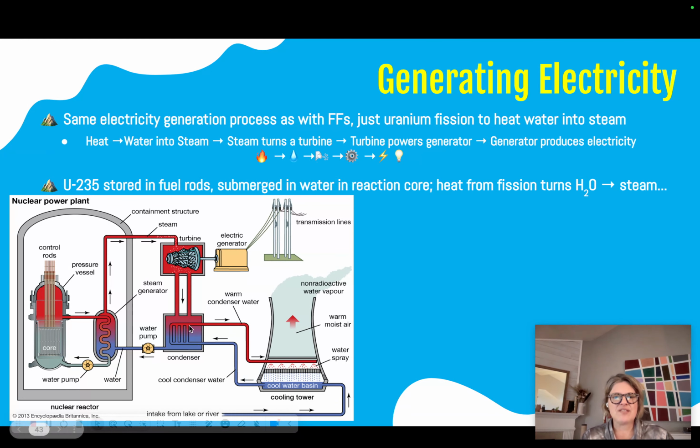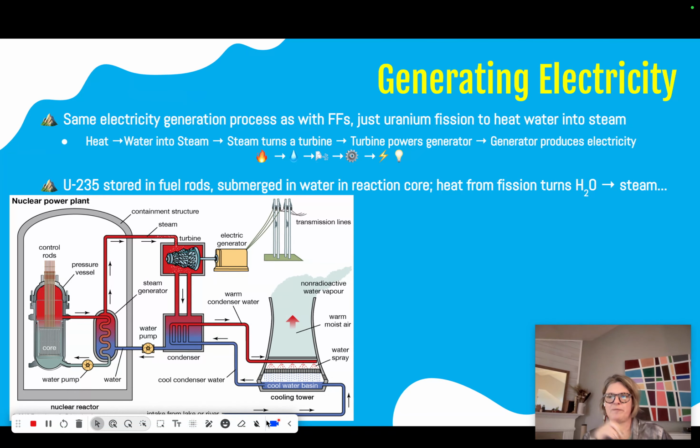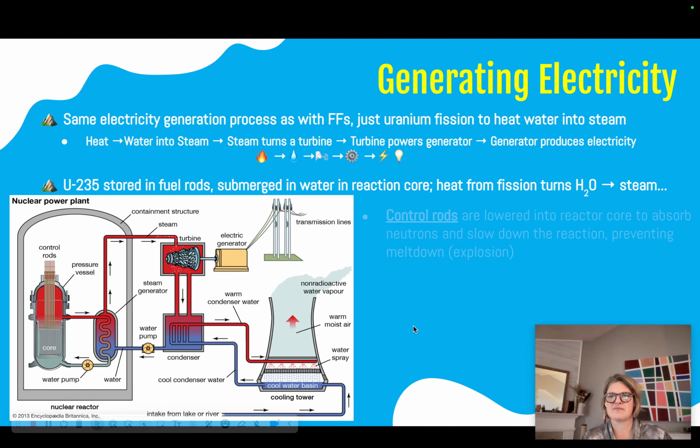But so we have the same issues here with this hot water cooling. And the issue isn't necessarily with all this steam that's coming off, it's with the warmed water that we put back into rivers and things that are close to nuclear power plants.